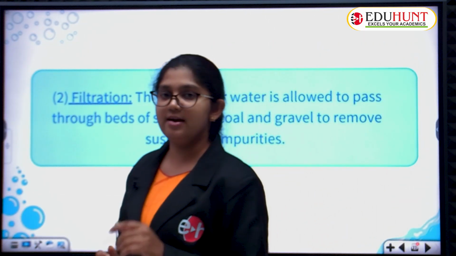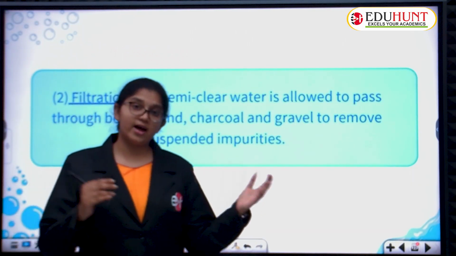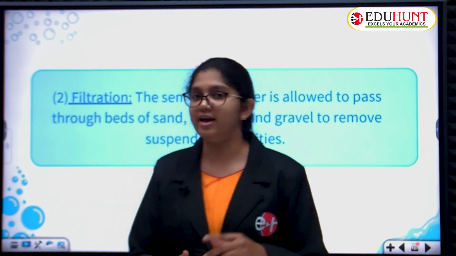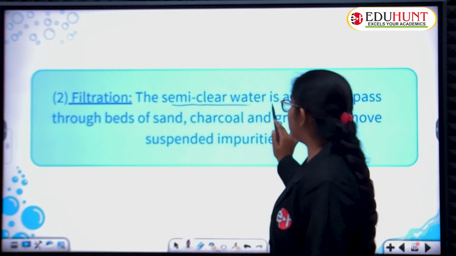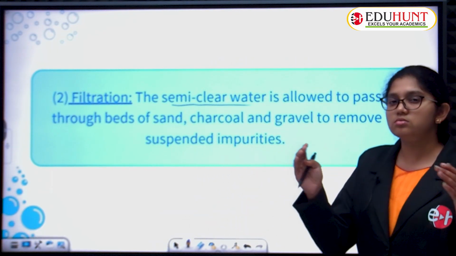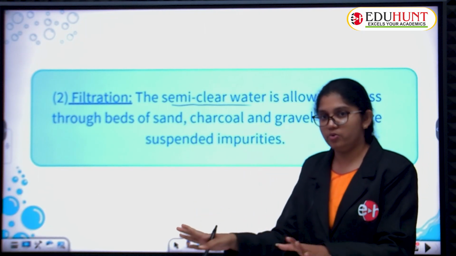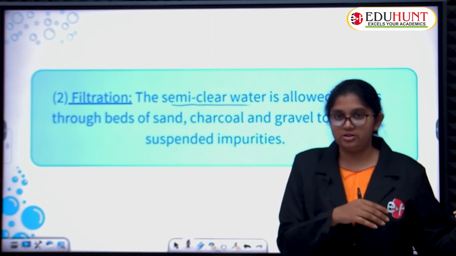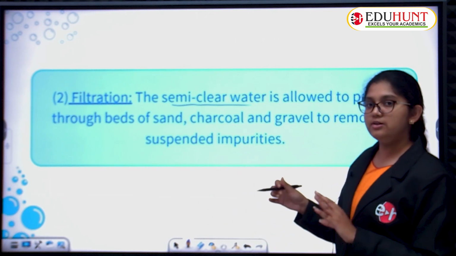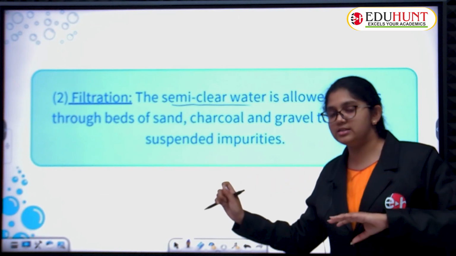Filtration. Next one is filtration. In the filtration tank, you observe sand, gravel, coarse gravel, and fine sand also. What happens here? The semi clear water, which means slightly cleared water, has had the suspended impurities left behind in the sedimentation tank, and the next step is filtration. The water is somewhat clear, semi clear, not absolutely 100% clear.